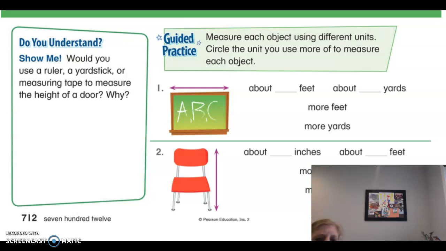All right, so our guided practice, it says measure each object using different units. Circle the unit you use more of to measure each object. The first one is a blackboard. I don't have a blackboard at my house, but we have this bulletin board hanging on the wall. So I'm going to measure this. You can just watch and record what I do, okay? So first I have to measure it in feet and then in yards. So I'm going to measure not the top, I'm going to measure the bottom because I think they're the same length anyways.